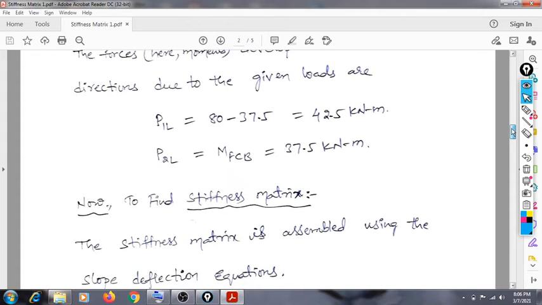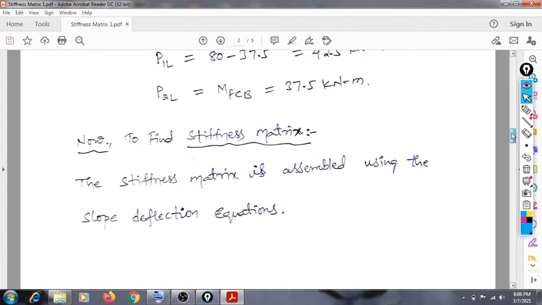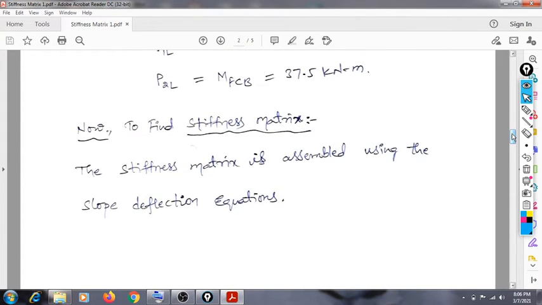Next, to find the stiffness matrix, it is assembled using the slope deflection equations. So the stiffness matrix is assembled using the slope deflection equations. These are important in finding the stiffness matrix. So let's go to the point.